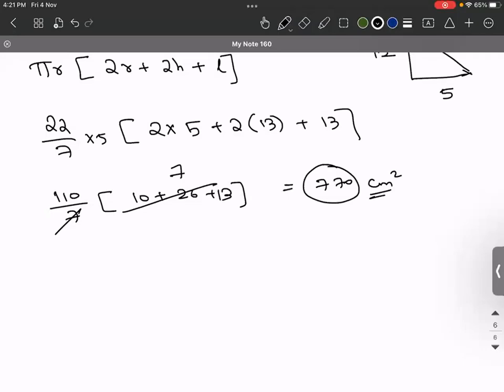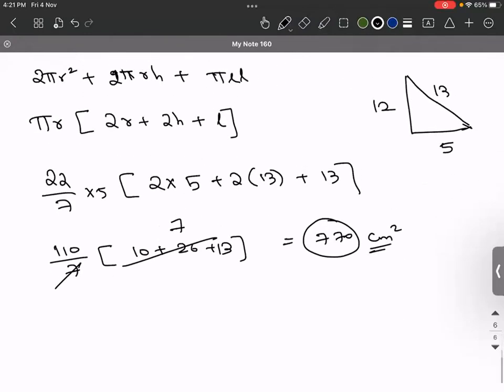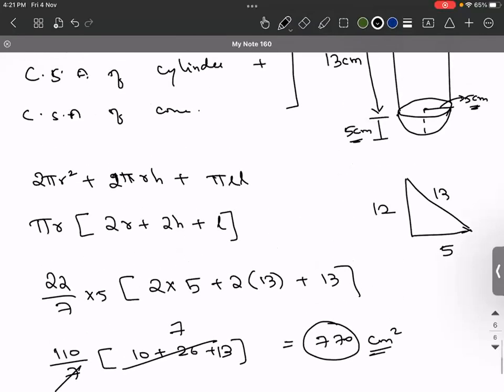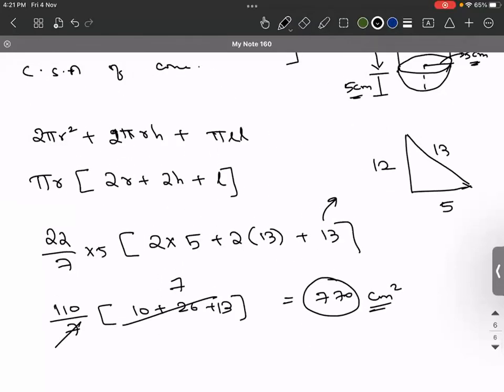I hope it is clear, no? But this 13 and all, don't write these Pythagorean triplets when you're writing it in the board exam. You have to show the steps: root of 5 square plus 12 square, root 169, and 13 and all. Okay.